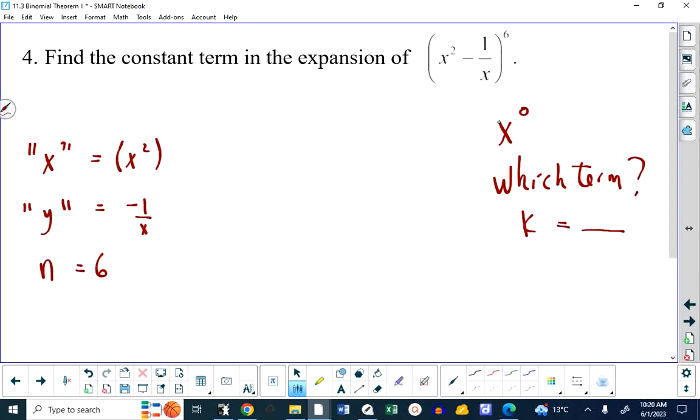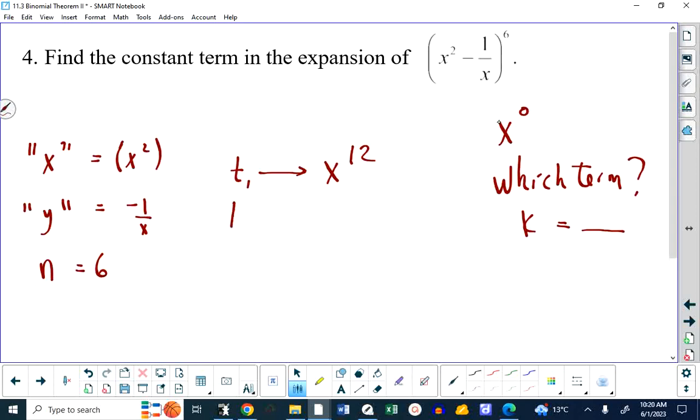So what I am about to write and talk about is not nearly as much as you need on a written response, okay? What will my first term contain for x's? Well, it's going to contain x squared to the 6. It's going to contain x to the 12.